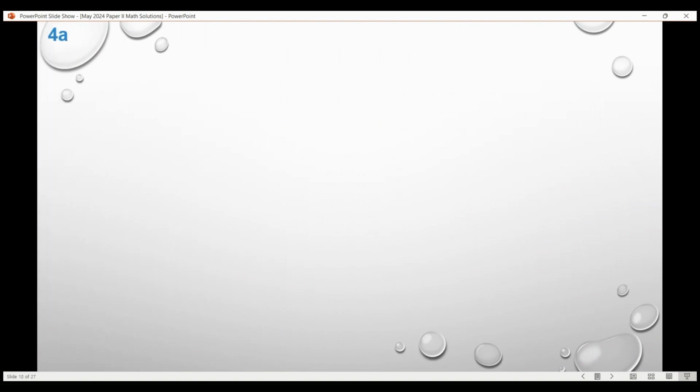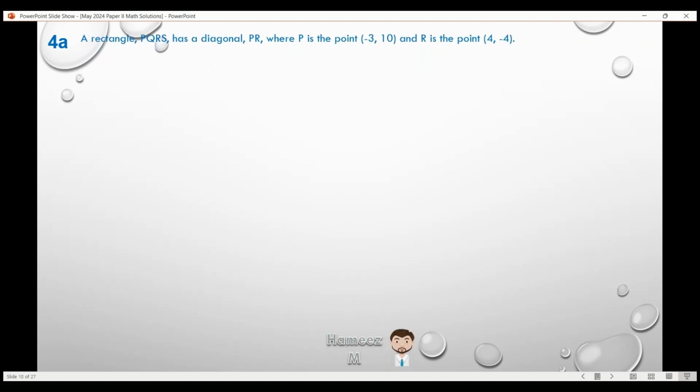So number 4, E. A rectangle PQRS has a diagonal PR, where P is a point (-3, 10) and R is a point (4, -4). So ideally, we can make a sketch, and when we're making our sketch of where these points are, just a freehand sketch, we want to put in Oxy, O for the origin, X for the x-axis, and Y for the y. And we want to put in our points here, just an average of where they are, so it'll give us an idea of what's happening.